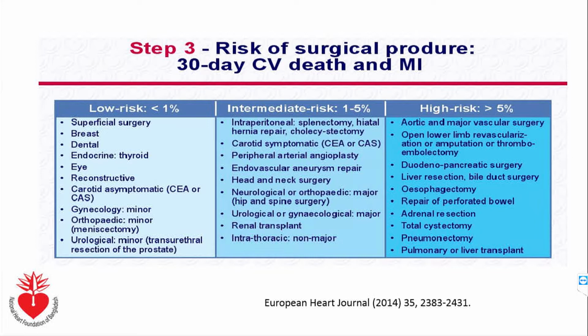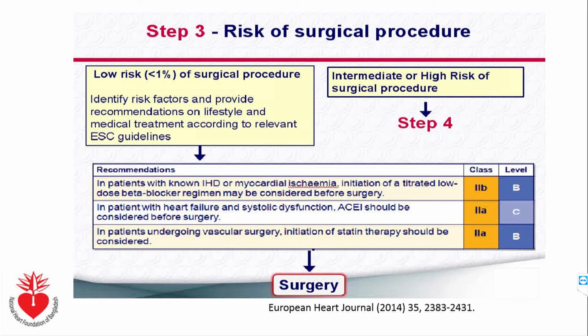So in this step 3, we should evaluate what surgery the patient needs. If the patient needs a low-risk surgery, you can go straightforward with optimization of the medical treatment. You can go for surgery. For mild low-risk surgery, you can go for a beta blocker and statin. If the patient is having a vascular surgery, statin is a grade 2-1 recommendation. Statin should be started. And if the patient has heart failure, we all know that an ACE inhibitor should be started. And with this guideline-mediated therapy, you can go for the surgery.